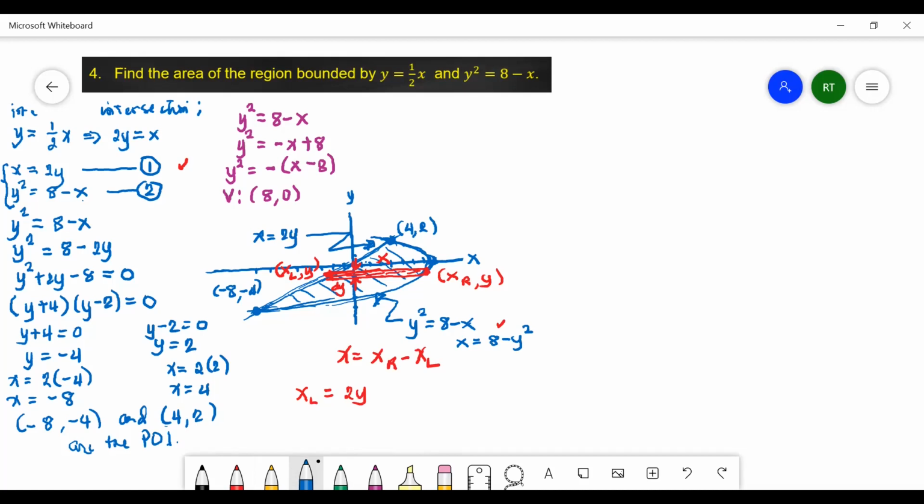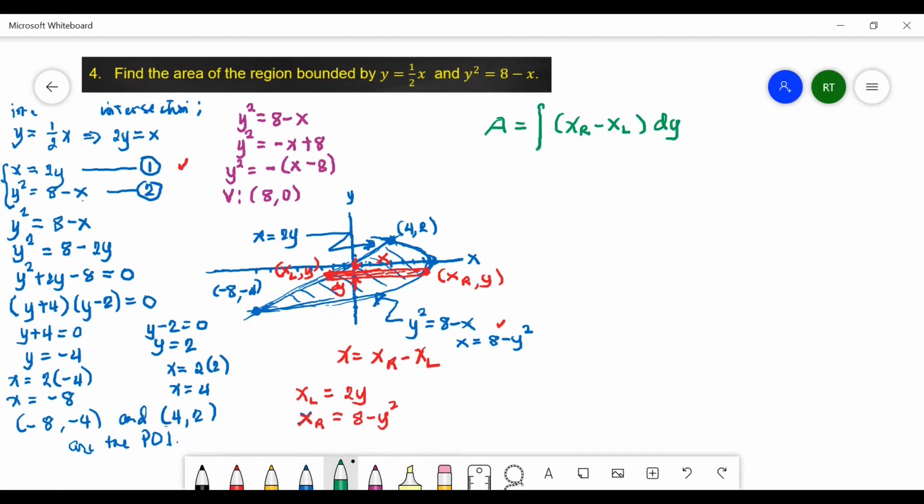And since the parabola is the boundary of the region on the right, we say that x right is equal to 8 minus y squared, from the equation of the parabola. Okay, and if we are going to write the equation of the area of the element, it is equal to the length, which is x right minus x left, times the thickness, which is the differential of y.